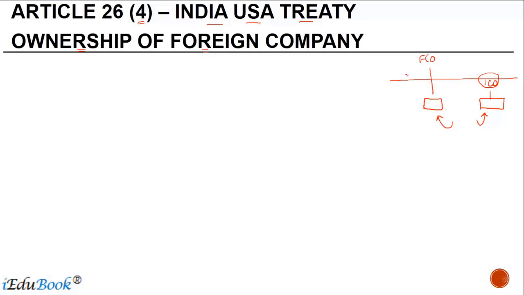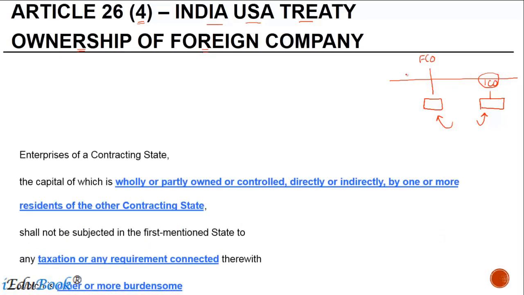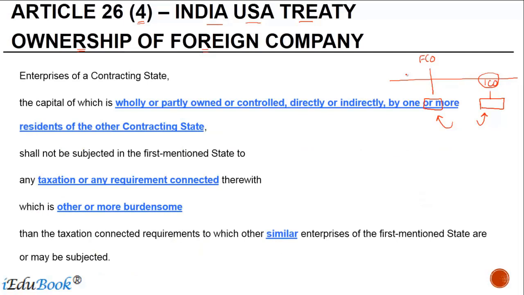Let's look at the provision of the paragraph and see how it applies. Enterprise of a contracting state, the capital of which is wholly or partly owned or controlled directly or indirectly by one or more residents of the other contracting state. So in this example, if this was ICO, the entire capital of this was owned by EFCO, right? So this ICO is going to fall under this first part.